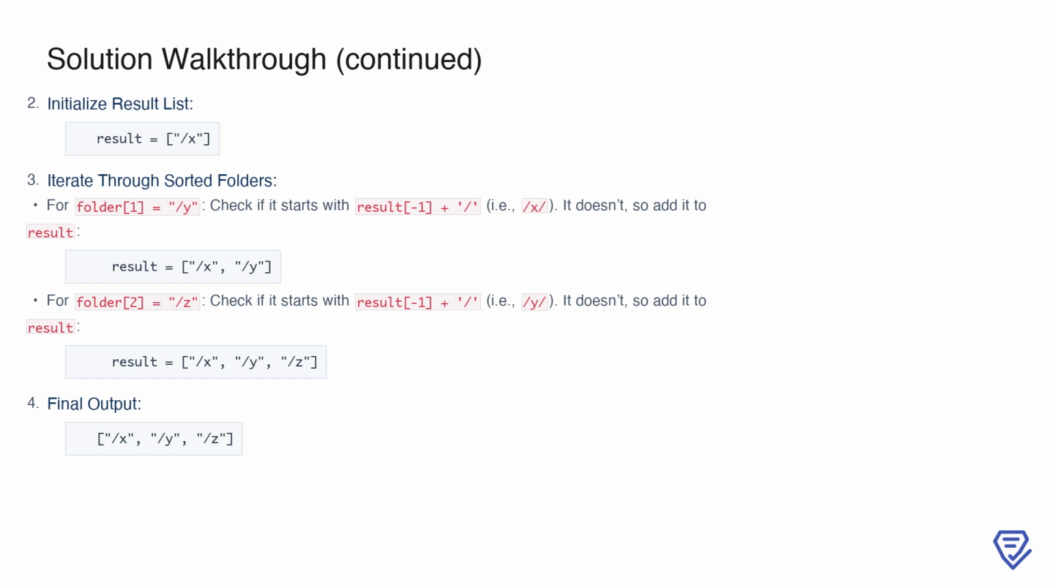After sorting the input lexicographically, the order remains the same: /x, /y, /z. We initialize the result list with the first folder, which is /x. During the iteration, we examine /y to see if it starts with /x/ and find that it doesn't. Therefore, /y is added to the result, making it /x, /y. Similarly, for /z, we check if it starts with /y/ and find that it doesn't. So, /z is added to the result as well. The final result list is /x, /y, /z, where all folders remain because none are subfolders of another.